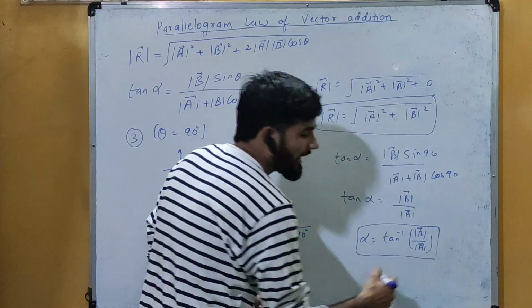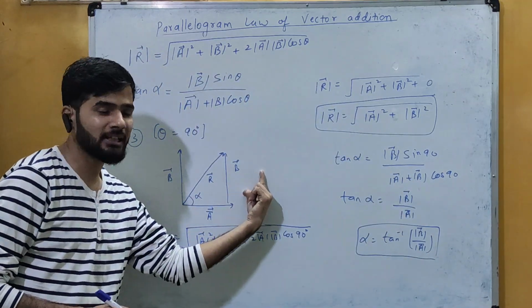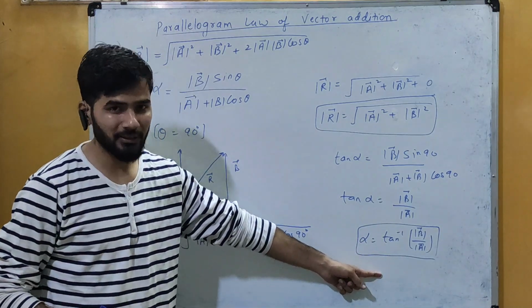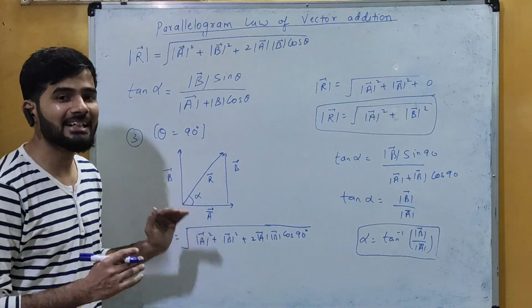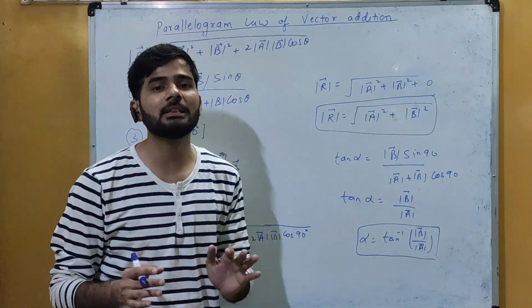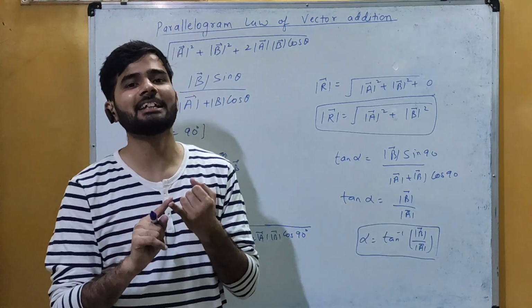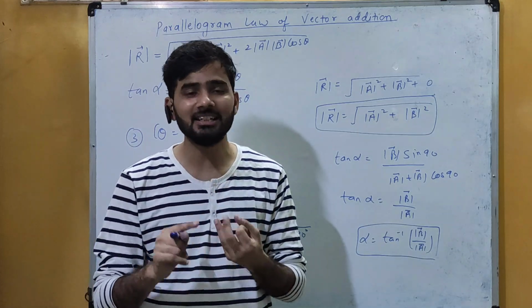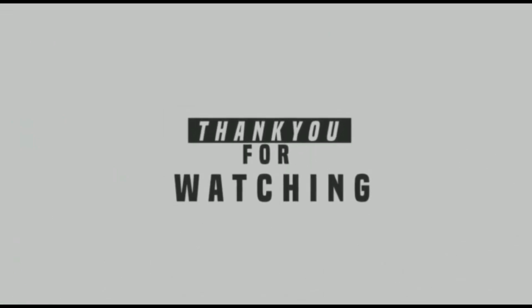So this is how we can find the resultant angle, because the value of alpha depends on the magnitudes of B and A. Okay, so this is the third case where the two vectors are inclined at an angle of 90 degree. So this is all about the parallelogram law of vector addition and the special cases when the two vectors are acting along the same direction, along the exactly opposite direction, and at an angle of 90 degree.